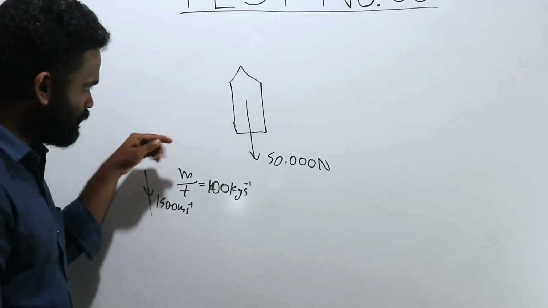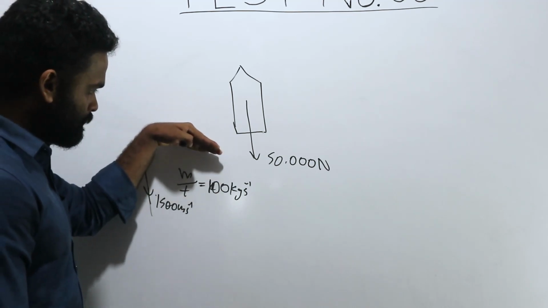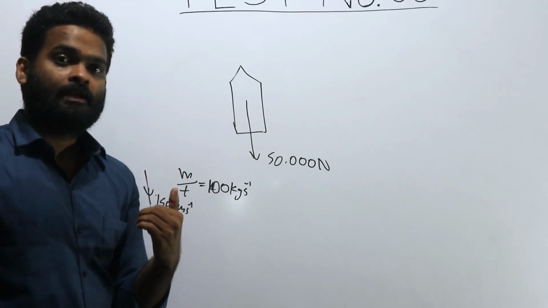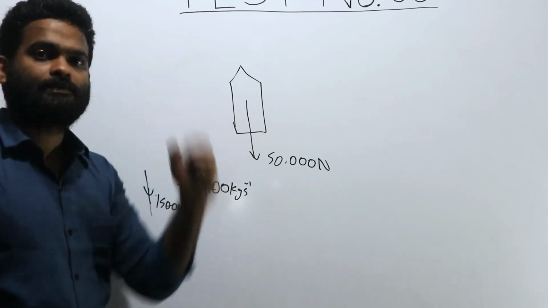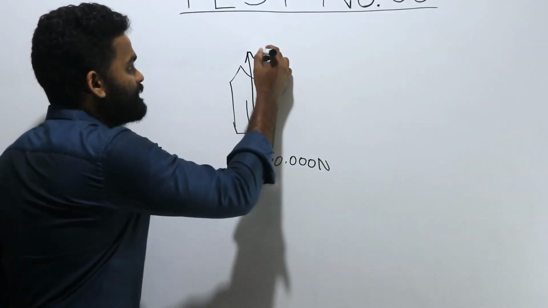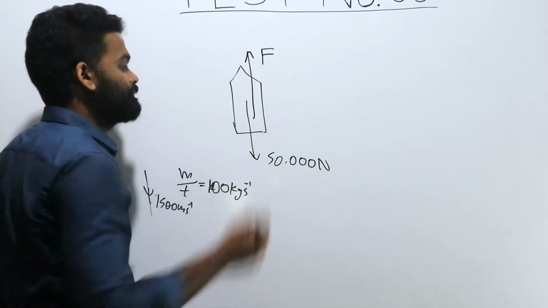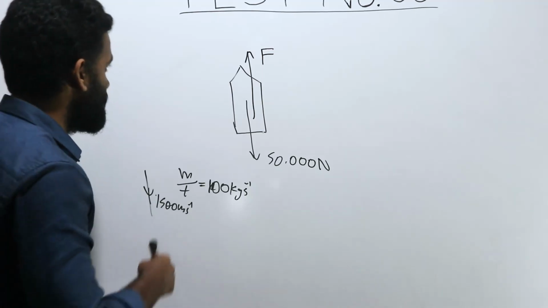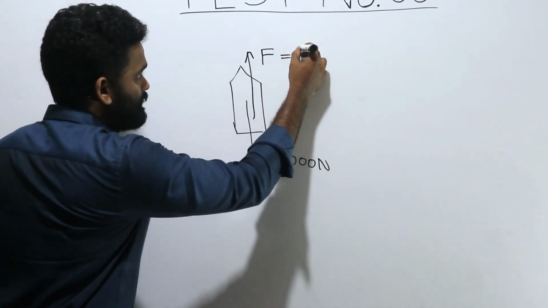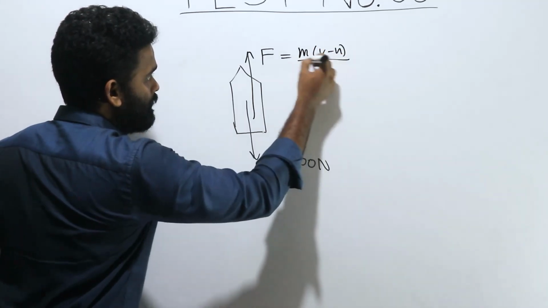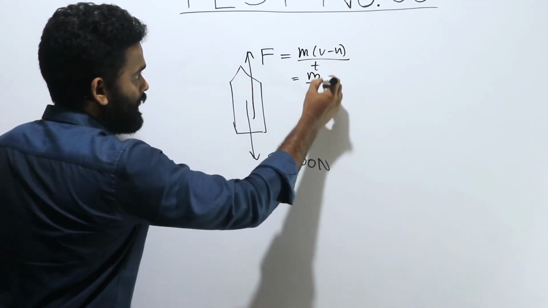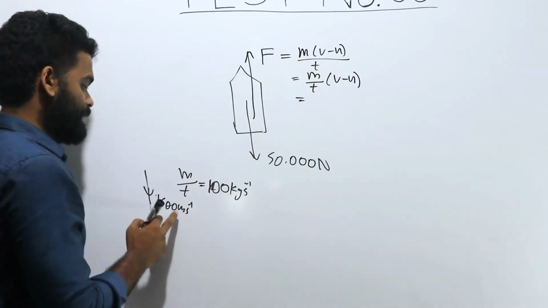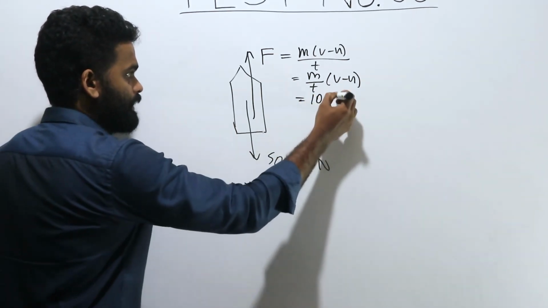So you know, when air is pushed down through the nozzle of the rocket, that is how it gains the force it requires to move upwards. So let's say that force is capital F. We have an equation to get this force. This force is actually mass divided by T, times (V minus U). M over T is the mass flow rate, that is 100 kilograms per second.